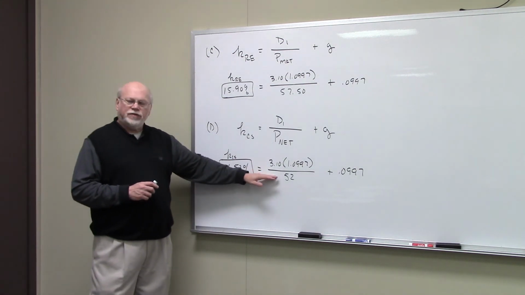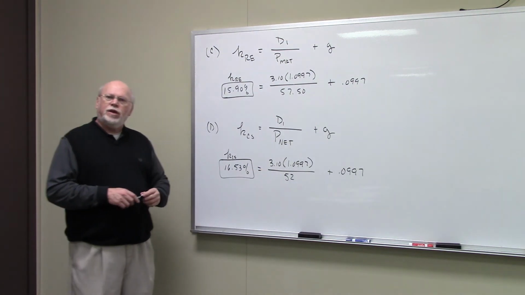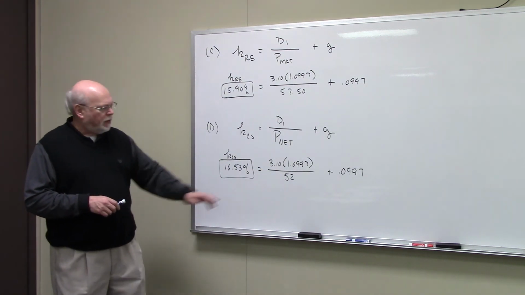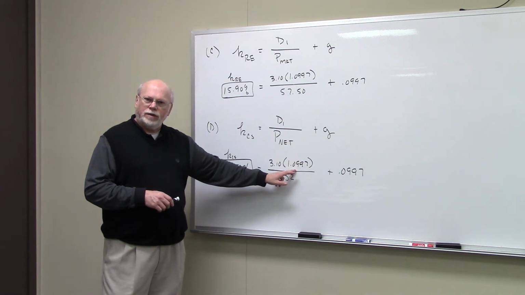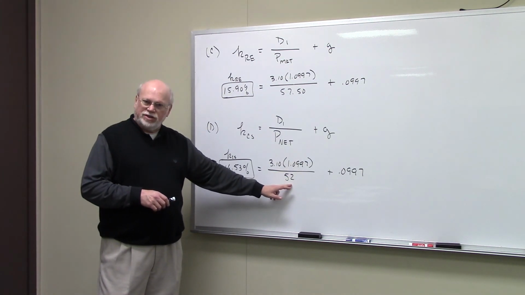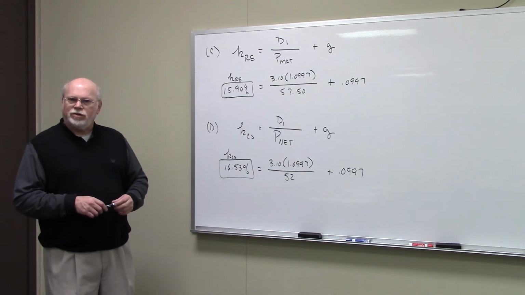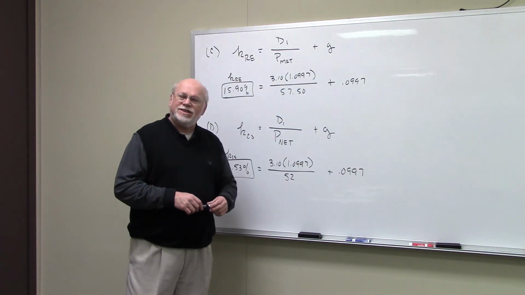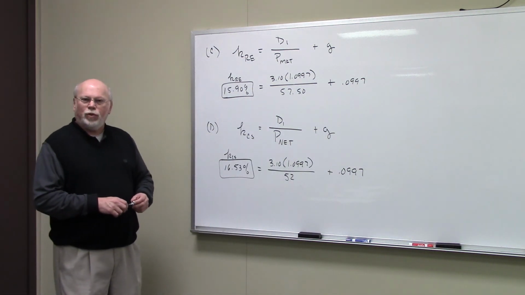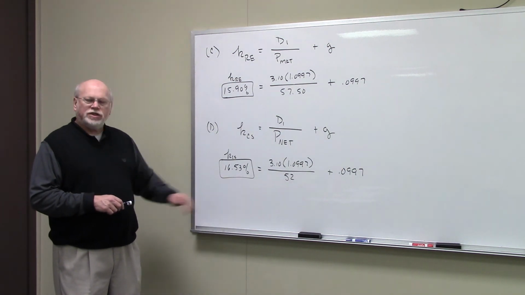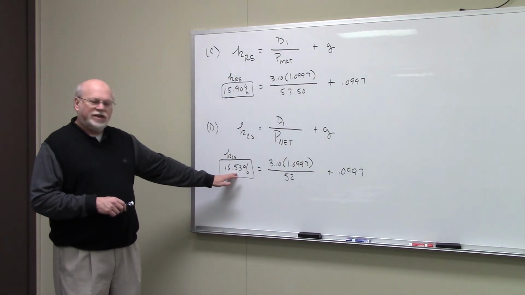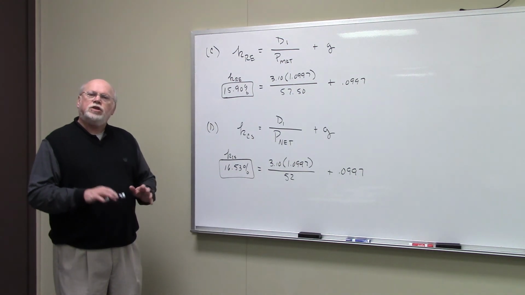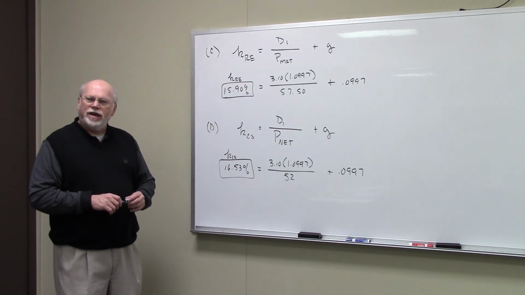To calculate the cost of capital for common stock, we take the current dividend, which they told us was $3.10, multiply that by 1 plus the growth rate, and divide that by the net price of the stock, which they told us in the problem was $52. Add to that the expected growth of 0.0997, again the decimal equivalent of 9.97%, and you find the cost of capital for common stock to be 16.53%. Just as a note you should keep in your head here, the cost of capital for common stock is always greater than the cost of capital for retained earnings.